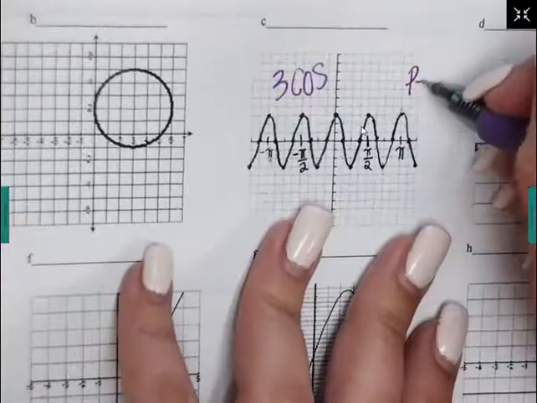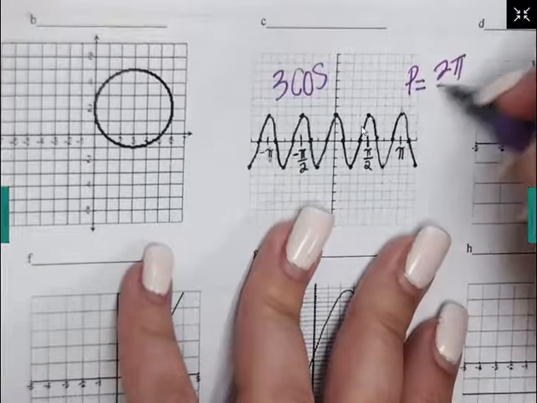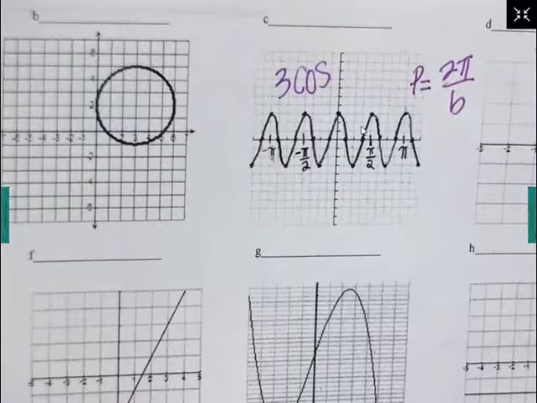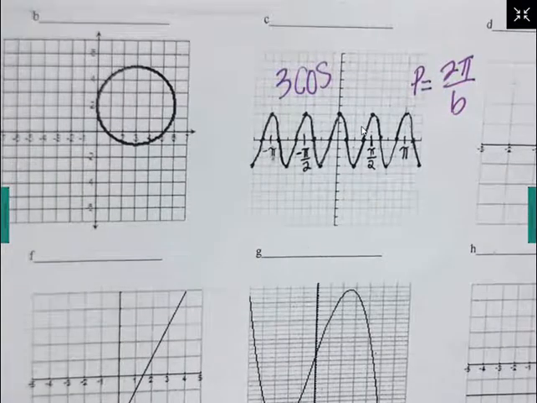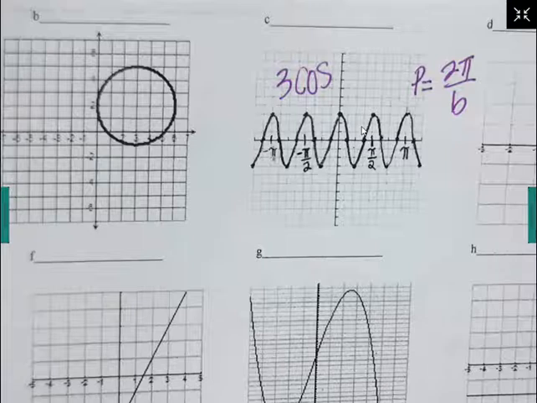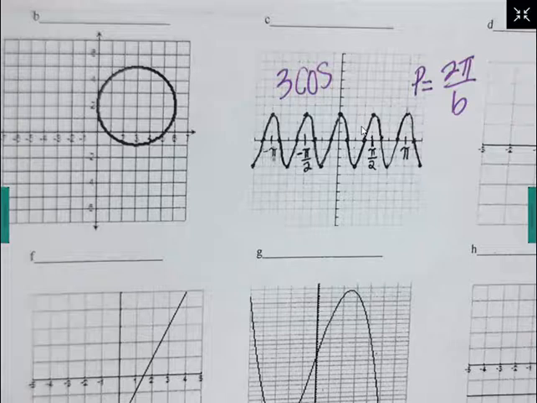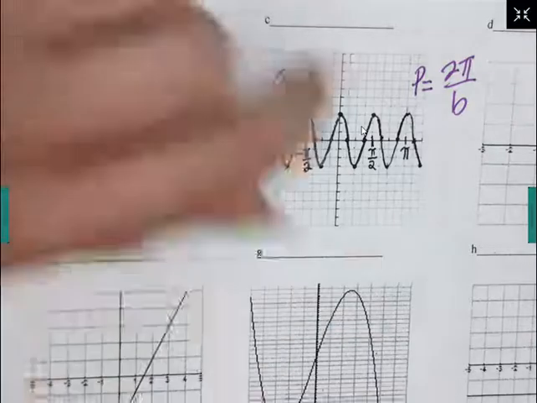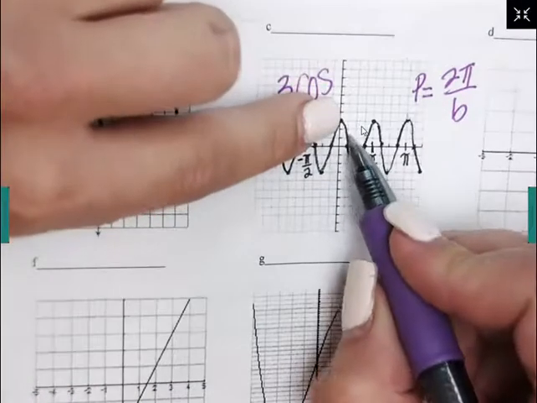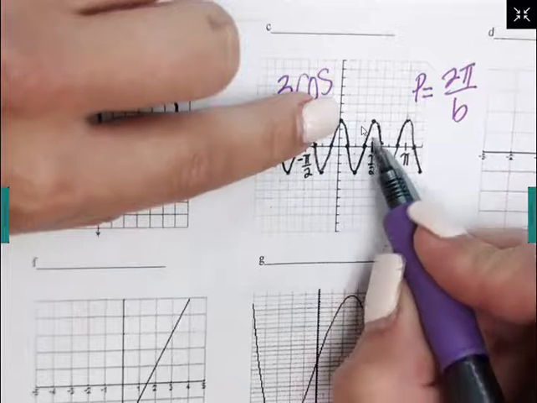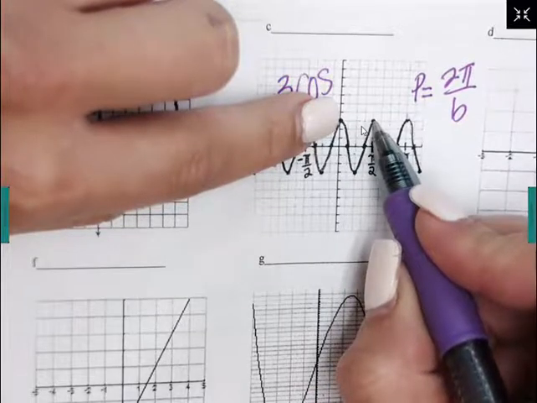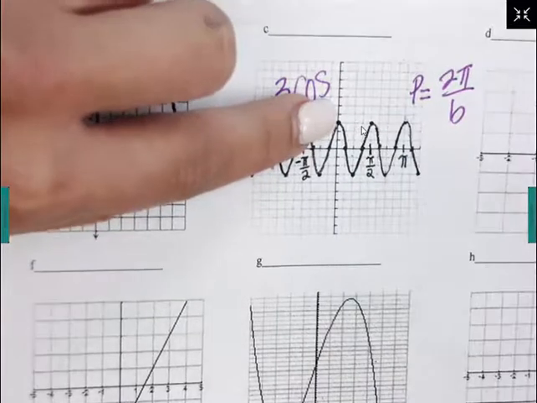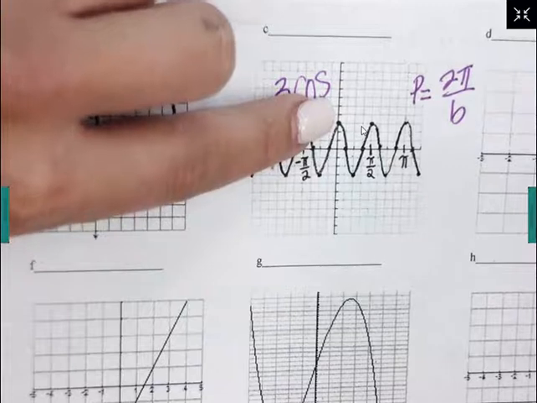We know that the period is equal to 2 pi over B, right? We don't know what B is, but we do know what the period is, right? What is the period? The period is the length it takes for our graph to complete one full cycle, which means for it to get back to where it was. If it starts here at the top and it goes down and it comes back around, boom, right here is one full cycle, right? So pi over 2 is the period.